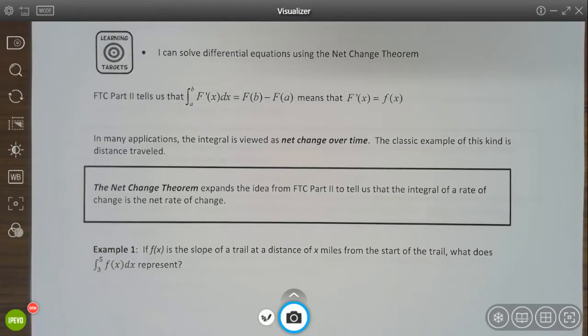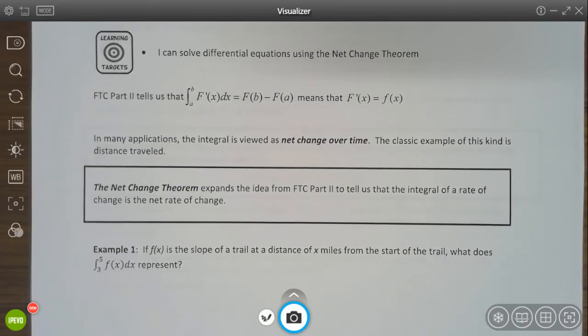So in many applications, because we're subtracting a function at its endpoint minus the function at its starting point, we view that as net change over time. And a classic example of net change would be distance traveled. And so basically the net change theorem just expands our idea of the FTC part 2 to tell us that the integral of a rate of change is the net change.